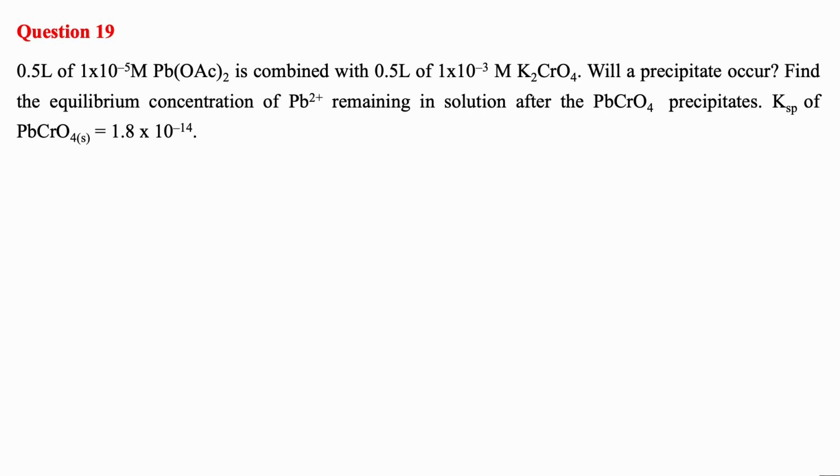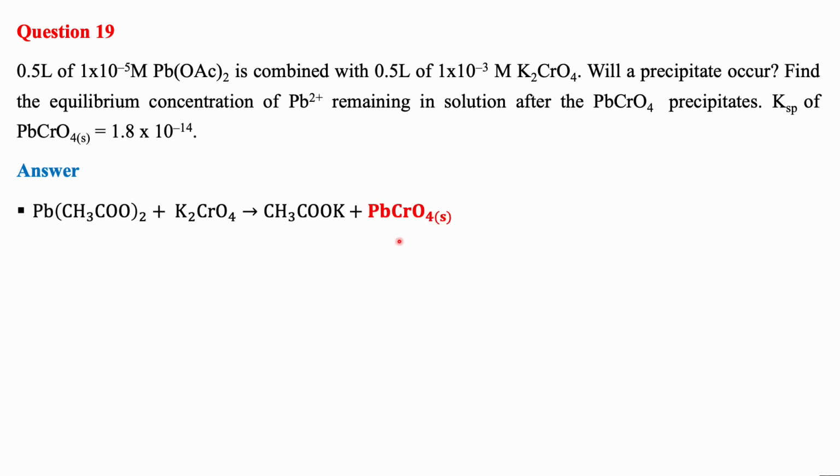So that means we need to determine the concentration of lead after mixing, and the concentration of chromate after mixing. Then we calculate the ionic product and then we compare with Ksp. Then we get whether a precipitate is going to be formed or not. So let's first determine the moles of lead from this one, and the moles of chromate from this one. Then after getting the moles before mixing, you can determine the concentration after mixing by dividing by the total volume.